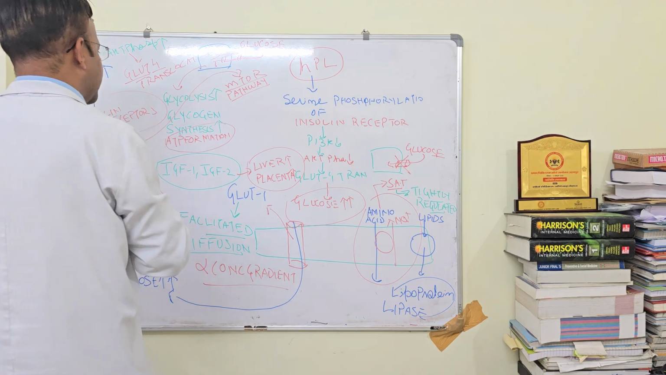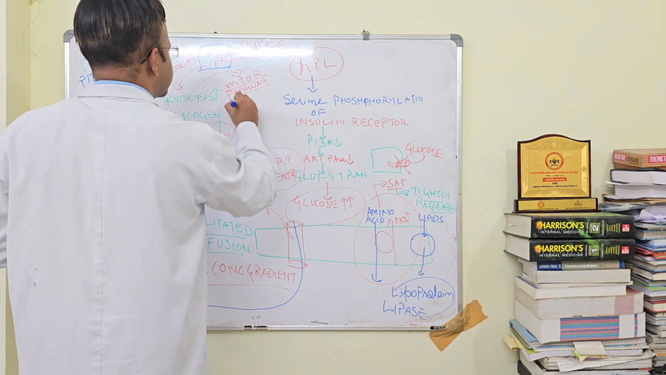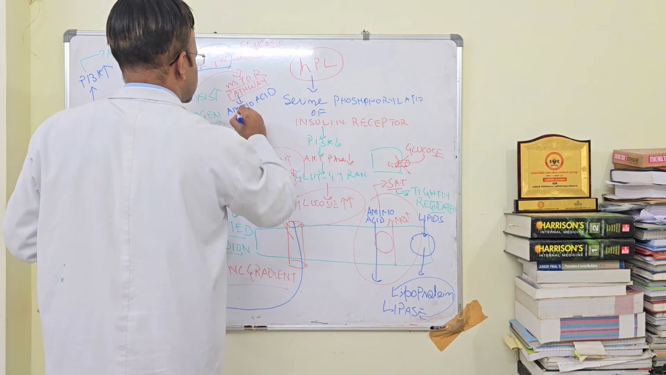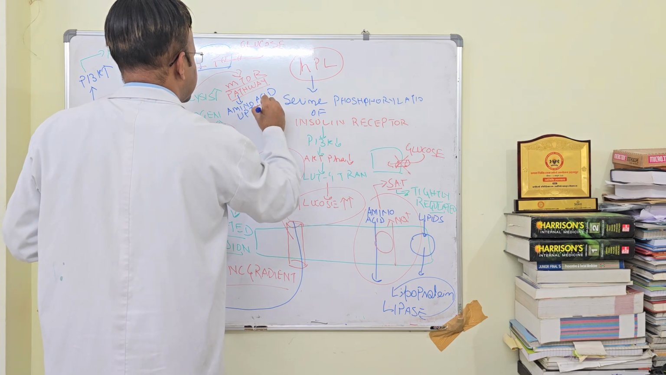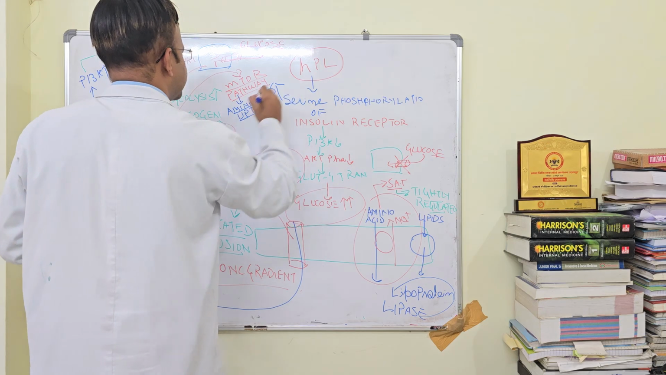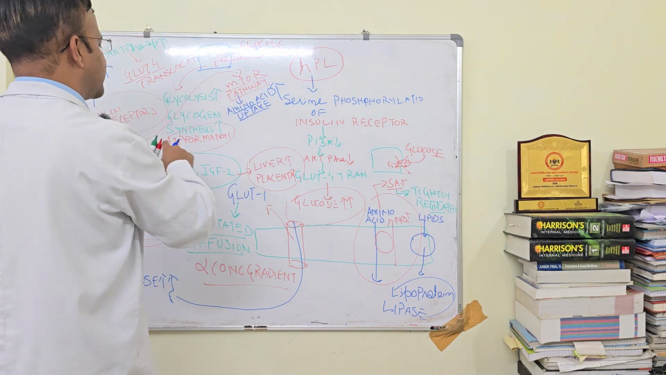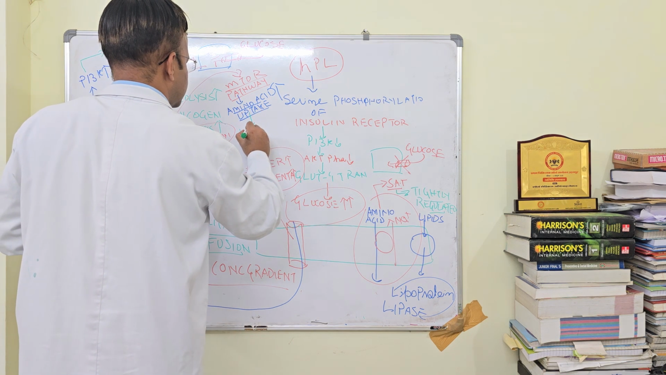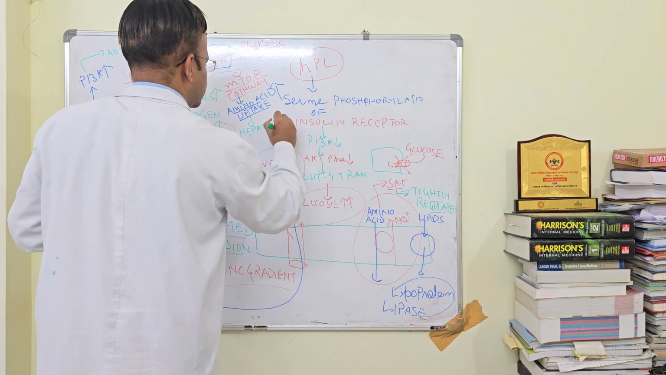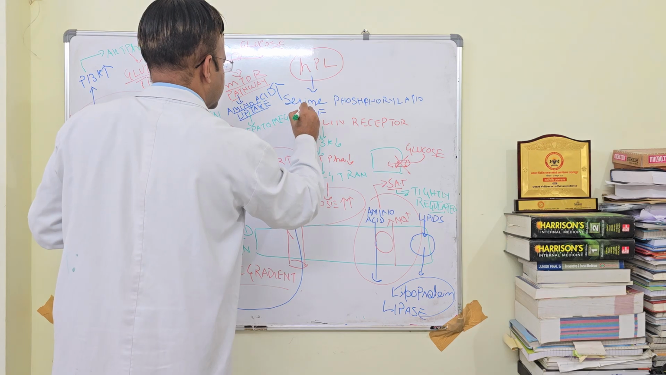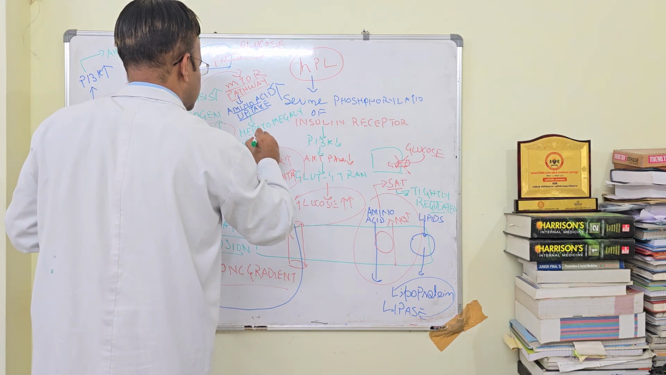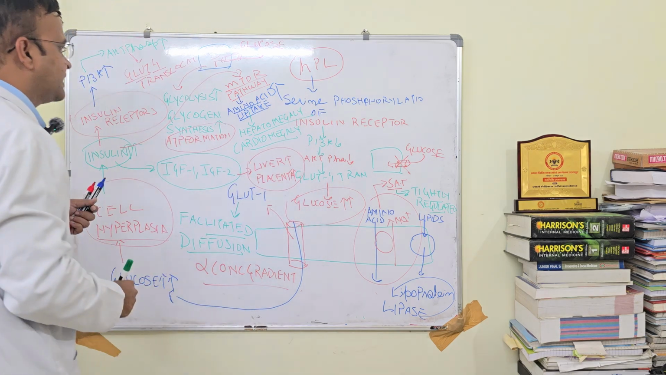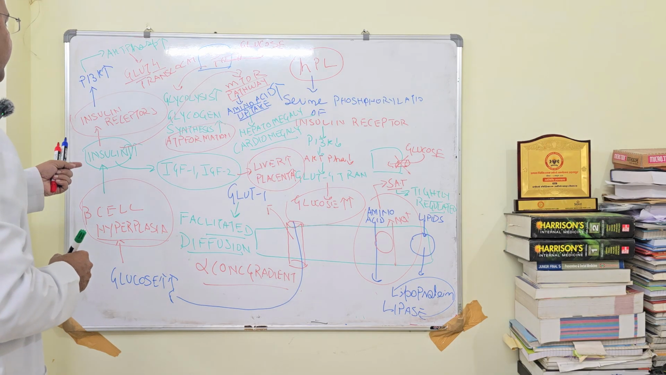Now this mTOR pathway leads to increased amino acid uptake. It can lead to hepatomegaly and cardiomegaly. What else can insulin lead to?